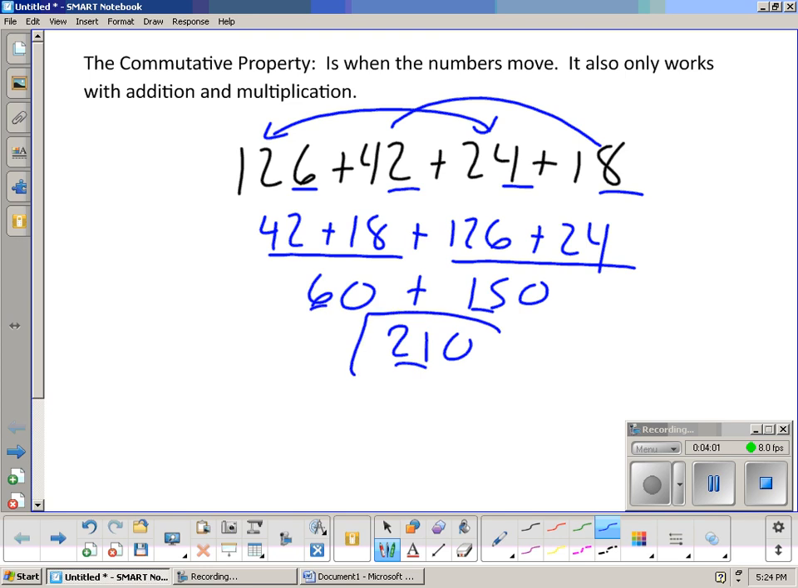And life is so much easier when we get to move numbers around. This happens with multiplication, lets you do it the same way there too. Commutative property, one of my favorites. You've seen me use it in class. A lot of you guys know it. Just demonstrating it and slowing it down for you again.